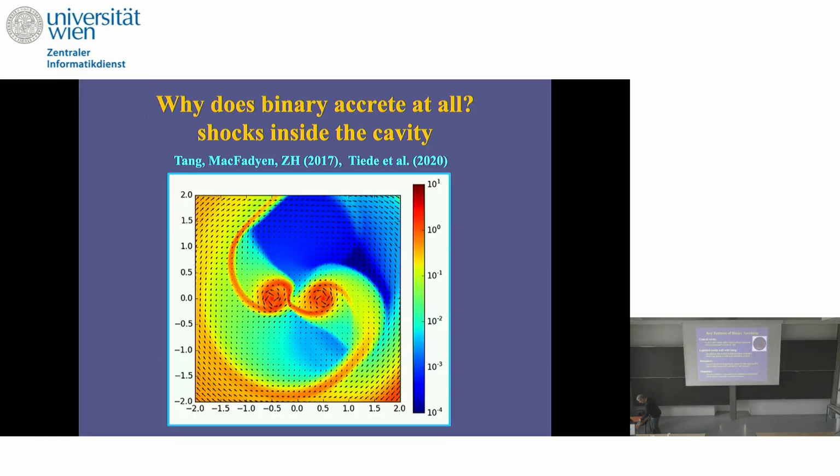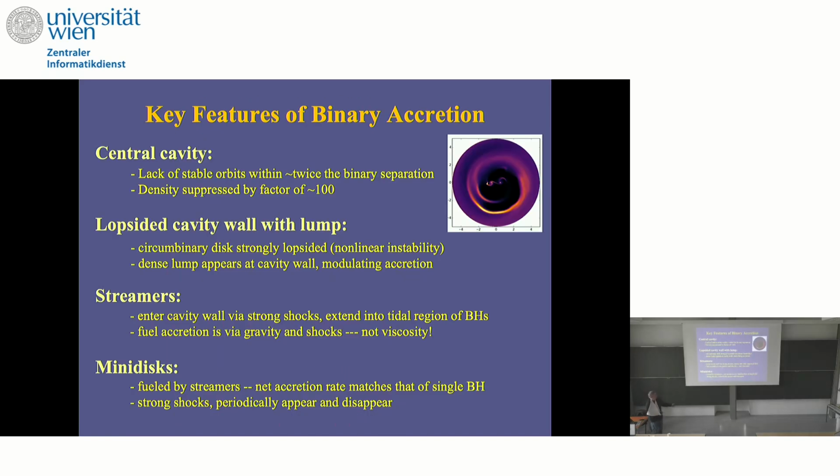Anyway, I think you saw the movie. This is a very dynamic situation. Every orbit, you peel off these streams, which enter the cavity, and some of it is flung back out and hits the wall of this cavity. So the shape of this thing becomes very non-axisymmetric, and there's a dense lump which goes around. This lump is important because it modulates the accretion on a time scale that's different from the binary's orbital period.